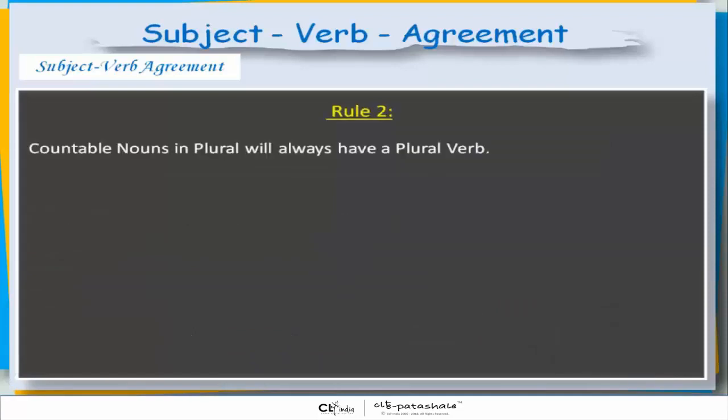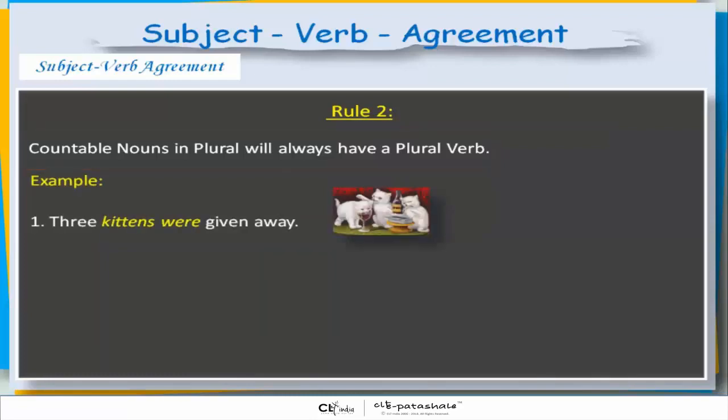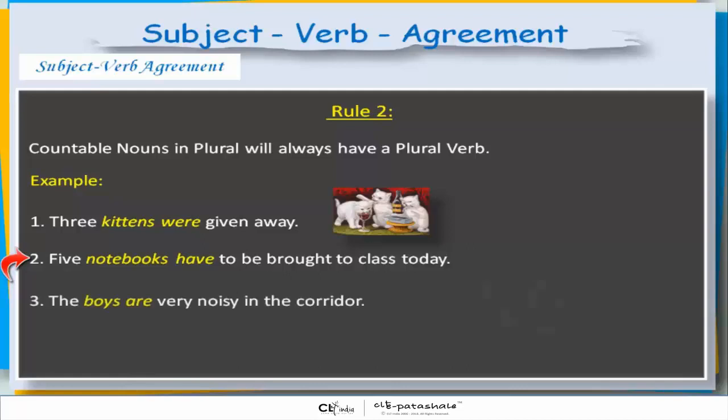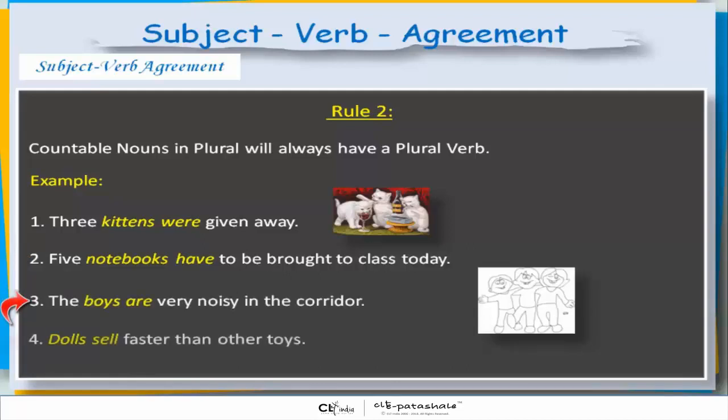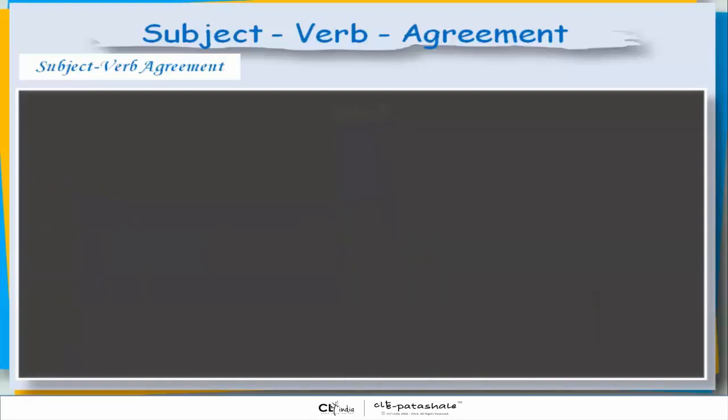Rule 2 says, countable nouns in plural will always have a plural verb. For example, 3 kittens are given away. 5 notebooks have to be brought to class today. The boys are very noisy in the corridor. Dolls sell faster than other toys.